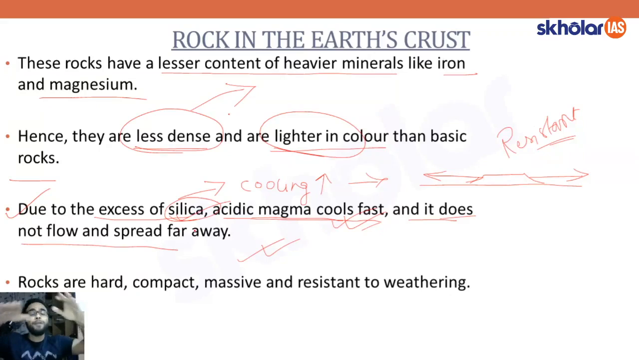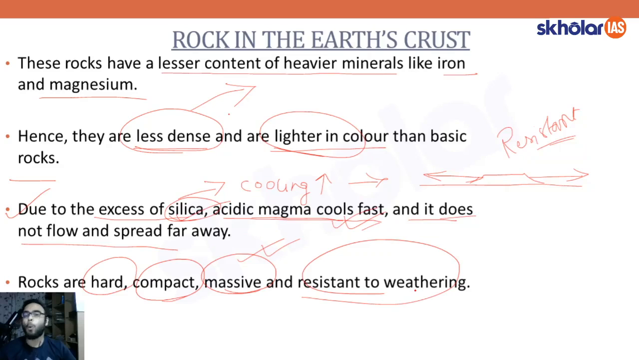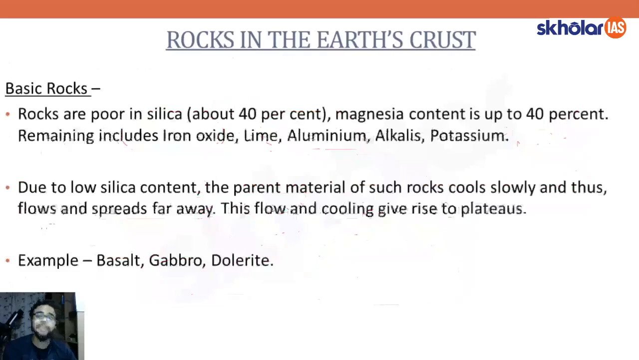It would have only flowed when it was in the liquid state or semi molten state, right? But its cooling rate is very fast, therefore it gets solidified also very fast. Therefore even before being able to spread, it cools down. Understood this point? Fine. Next point, these rocks are hard, compact, massive and resistant to weathering. Understood this point? So these are the basic characteristics of your acidic rocks.